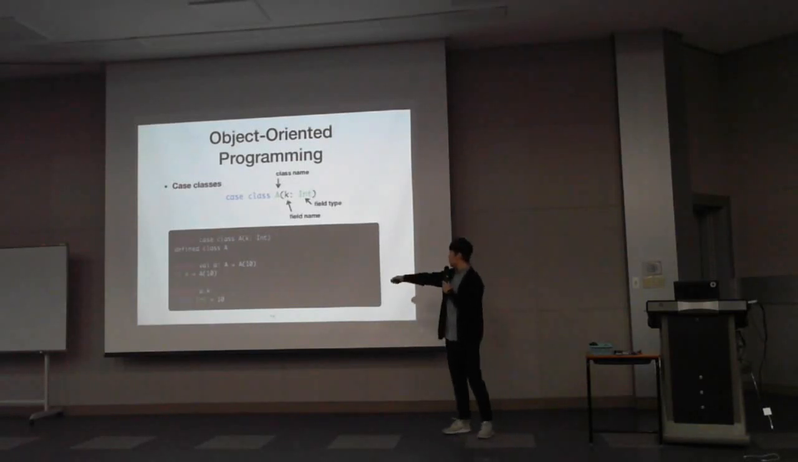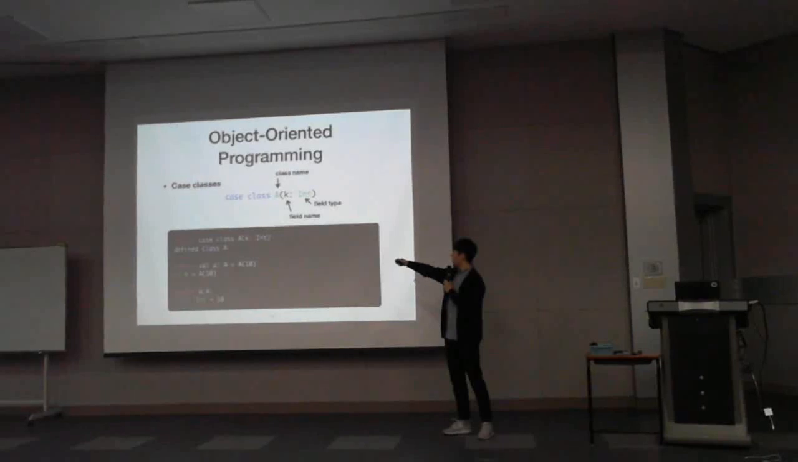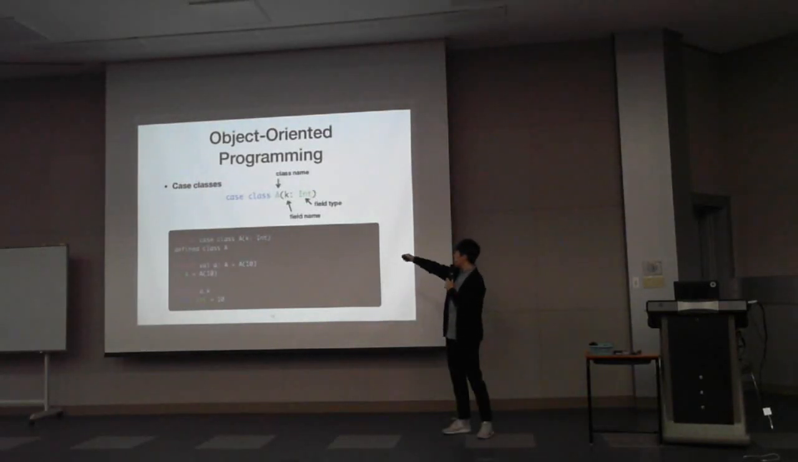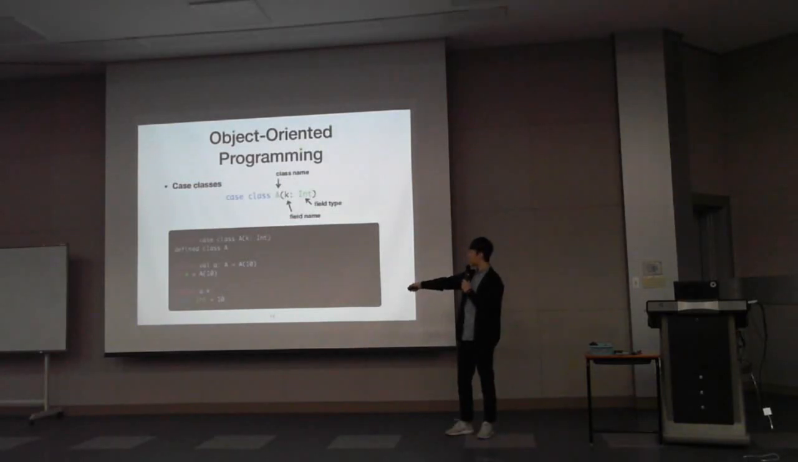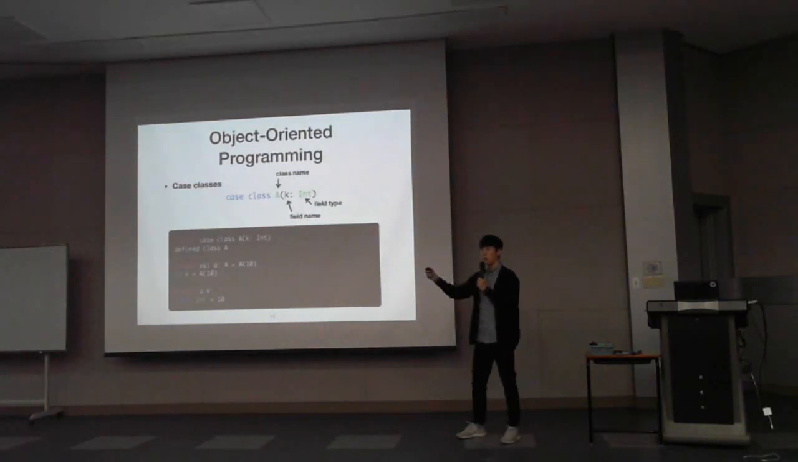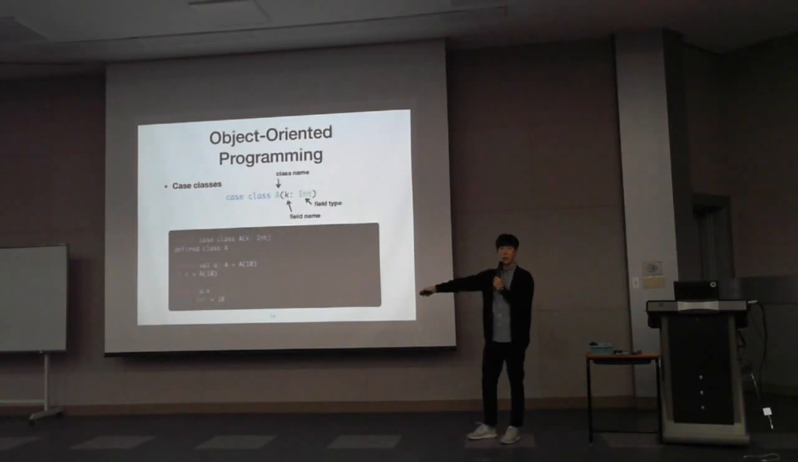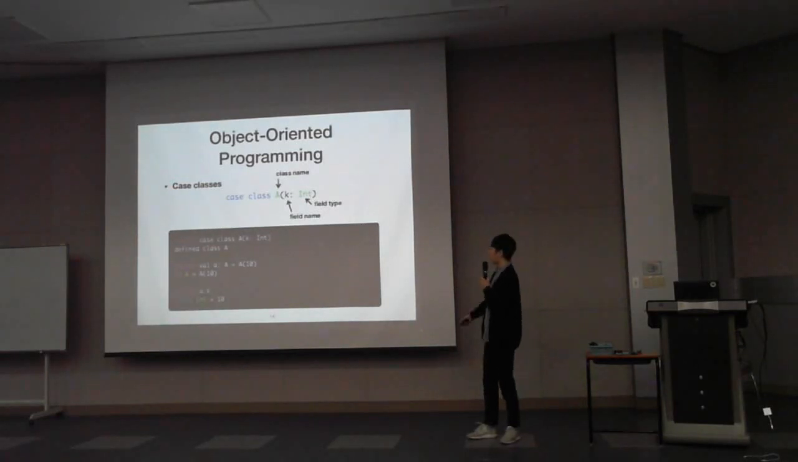This is calling the constructor of the case class A, and the number 10 will be assigned into the field K. Then it will be stored in this A object. And then you can access this field using dot notation like that. So A.K returns 10 because the object A stores the number 10 into the field K. So this is the OOP style.